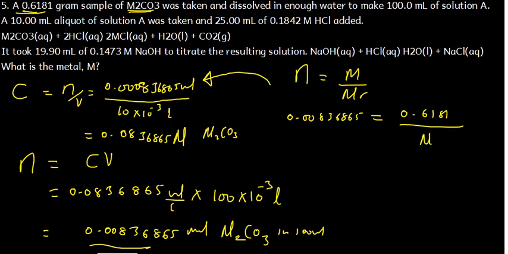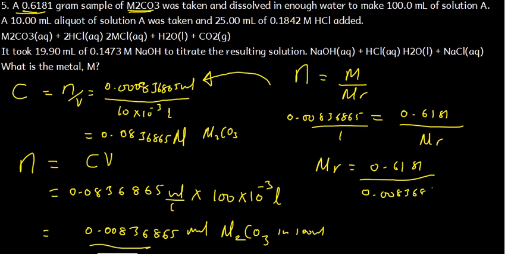Now the molar mass we don't know because we have got something that is unknown there. So to find the molar mass, this would be over 1. So that would be 0.6181 divided by 0.00836865. So the molar mass of this compound is supposed to be 73.8589562. Remember, its molar mass is in grams per mole.